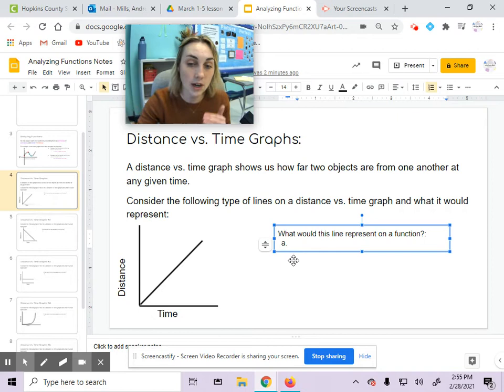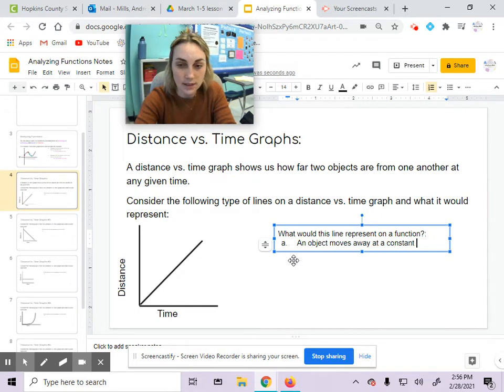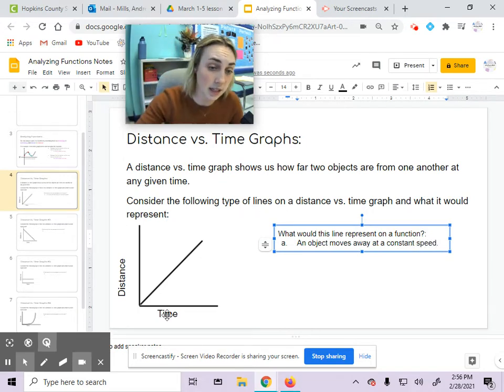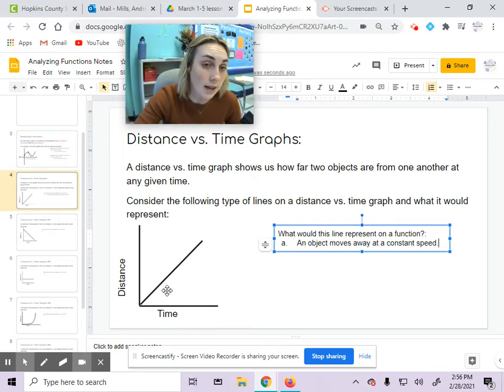So how we would describe this line, we would say an object moves away at a constant speed. The reason I'm saying a constant speed is because this particular function is linear. It's a straight line. And when you have a straight line like this, that means you have a constant slope. You have a constant rate of change. You have a constant speed.